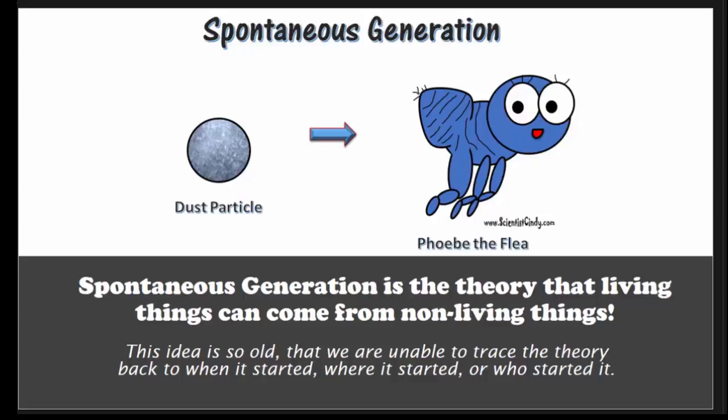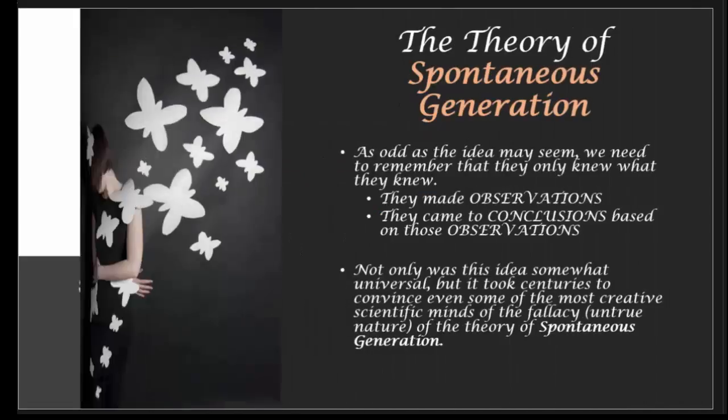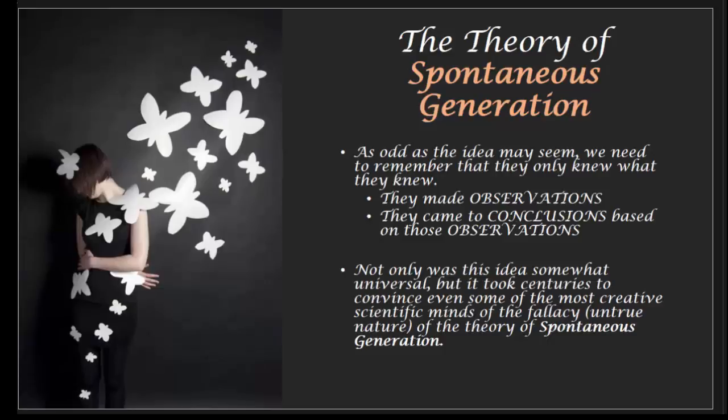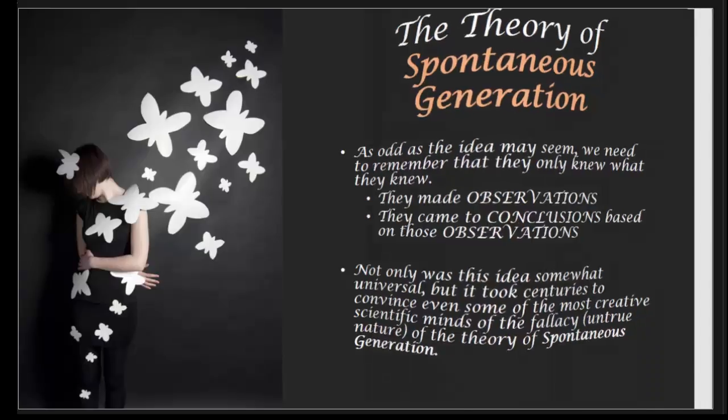Spontaneous generation is the theory that living things can come from non-living things. This idea is actually so old that we are unable to trace where this theory began. As odd as this idea may seem, we need to remember that they only knew what they knew. They made observations, and they came to conclusions based on those observations. Not only was this idea somewhat universal, but it actually took centuries to convince even some of the most creative scientific minds of the fallacy, or untrue nature, of the theory of spontaneous generation.